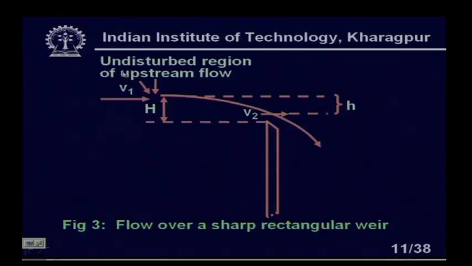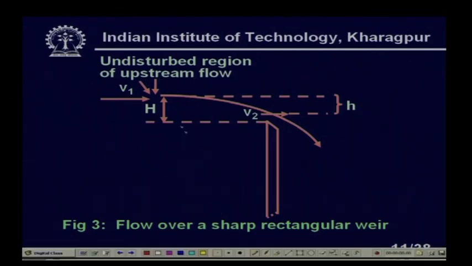You see, this is the undisturbed region of the upstream flow. This is the water level. If I take a plane, this is the undisturbed region of the upstream flow, and it is the same everywhere, because the water is coming like this. So this level is undisturbed. After that, you see the water height starts to fall.